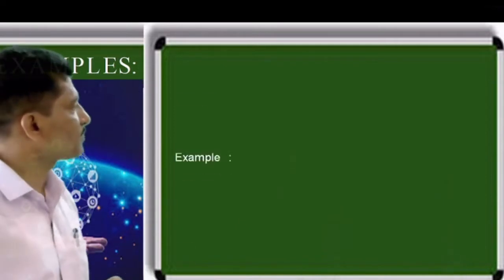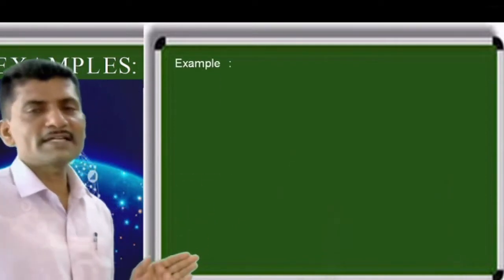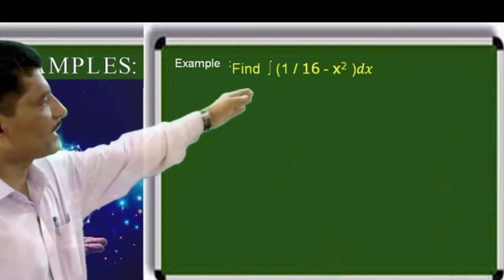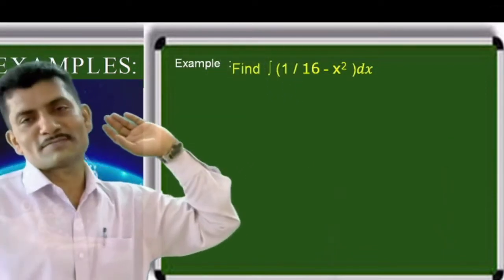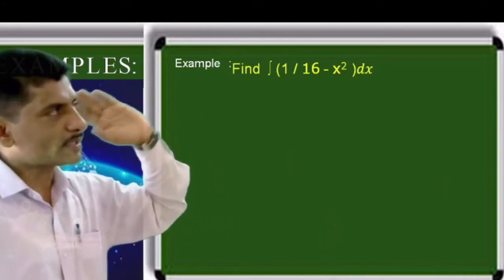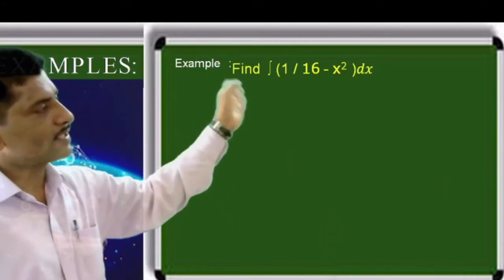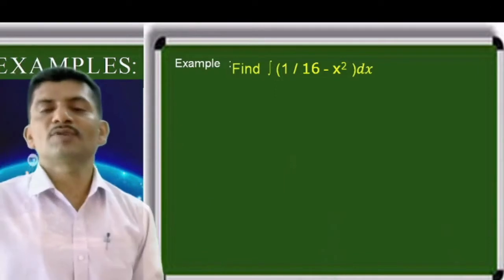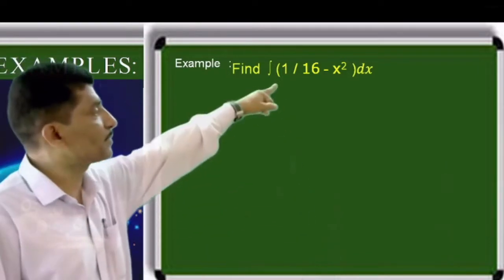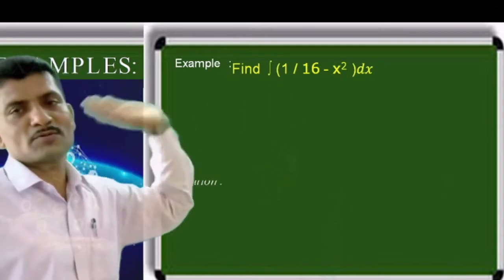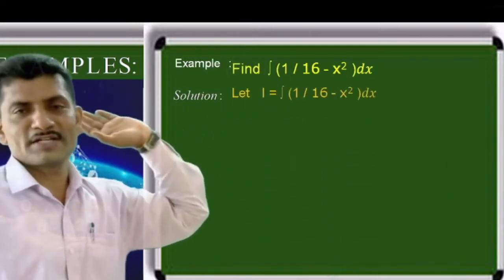Now the second result. Here, we are finding the integral of 1 divided by 16 minus x square into dx, which is of the form a square minus x square. The integral of 1 divided by a square minus x square is 1 by 2a into log of a plus x divided by a minus x. The solution is very simple.